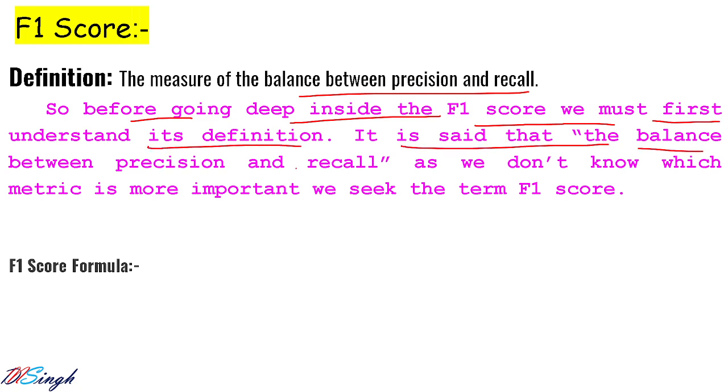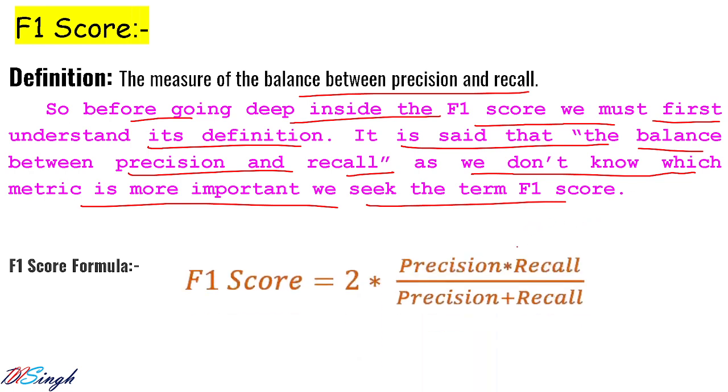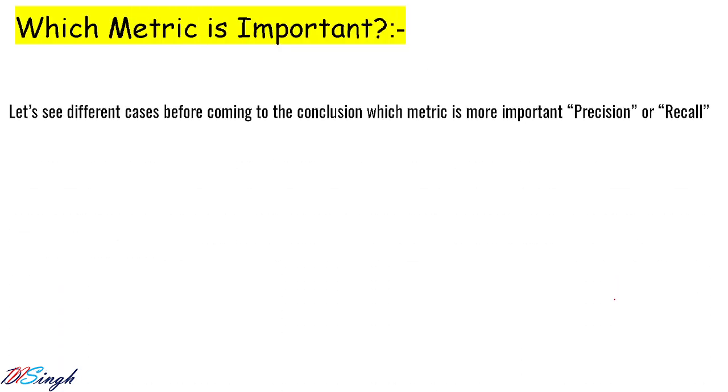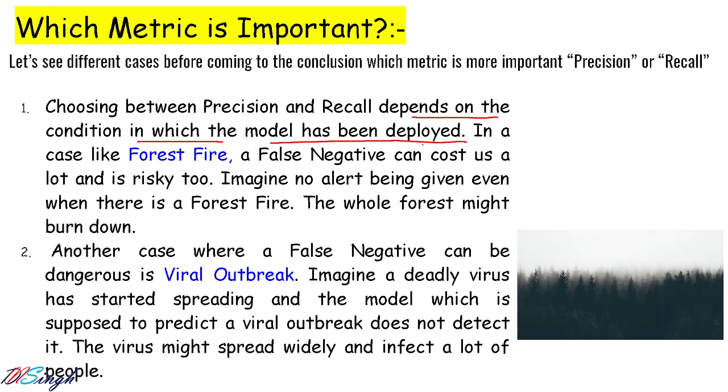It is said to be the balance between precision and recall, as we didn't know which metric is more important. That's why we are seeking the F1 score, because हमें precision और recall में से नहीं पता कौन ज़्यादा महत्वपूर्ण है, तो हम क्या करेंगे, F1 स्कोर को फाइंड आउट करने की कोशिश कर रहे हैं. तो F1 स्कोर क्या है एक्चुअली, it is 2 into precision into recall upon precision plus recall. Remember, in the numerator you have multiplication, and in the denominator you have what, addition. Which metric is important, how to choose? Choosing between precision and recall depends on the condition in which the model has been deployed.